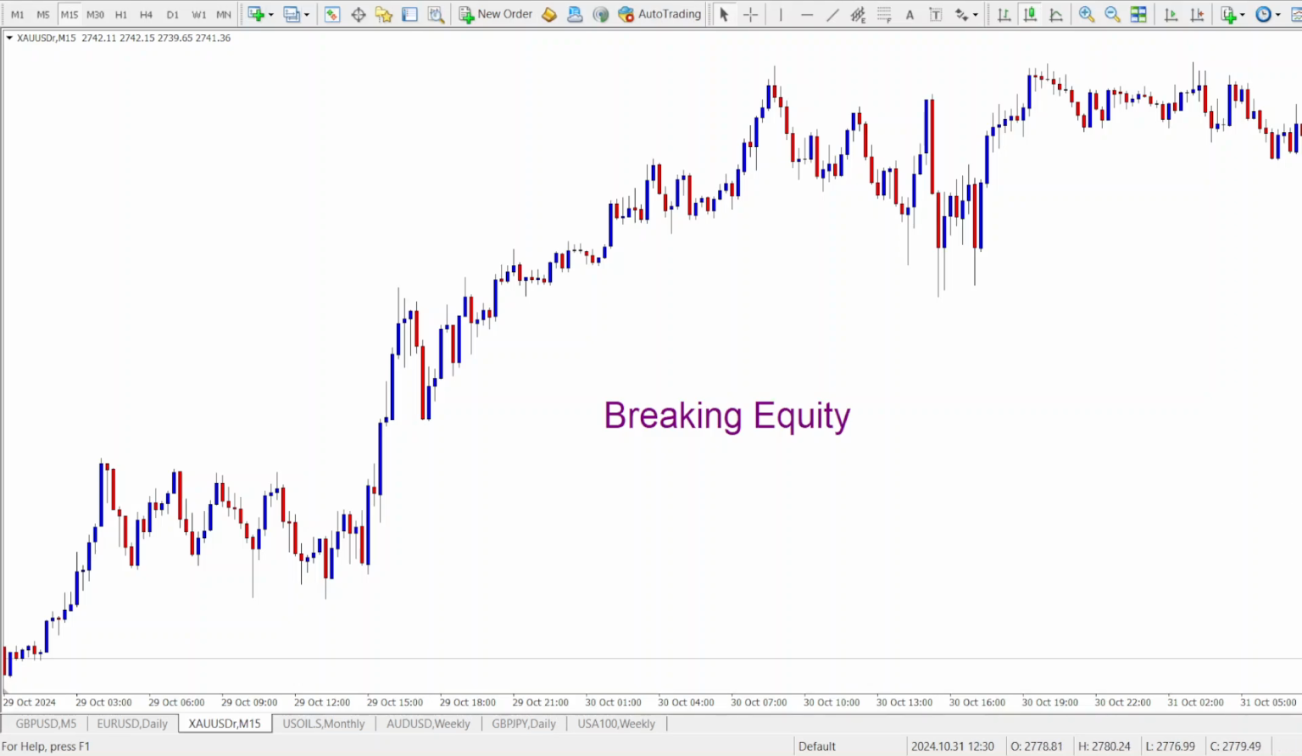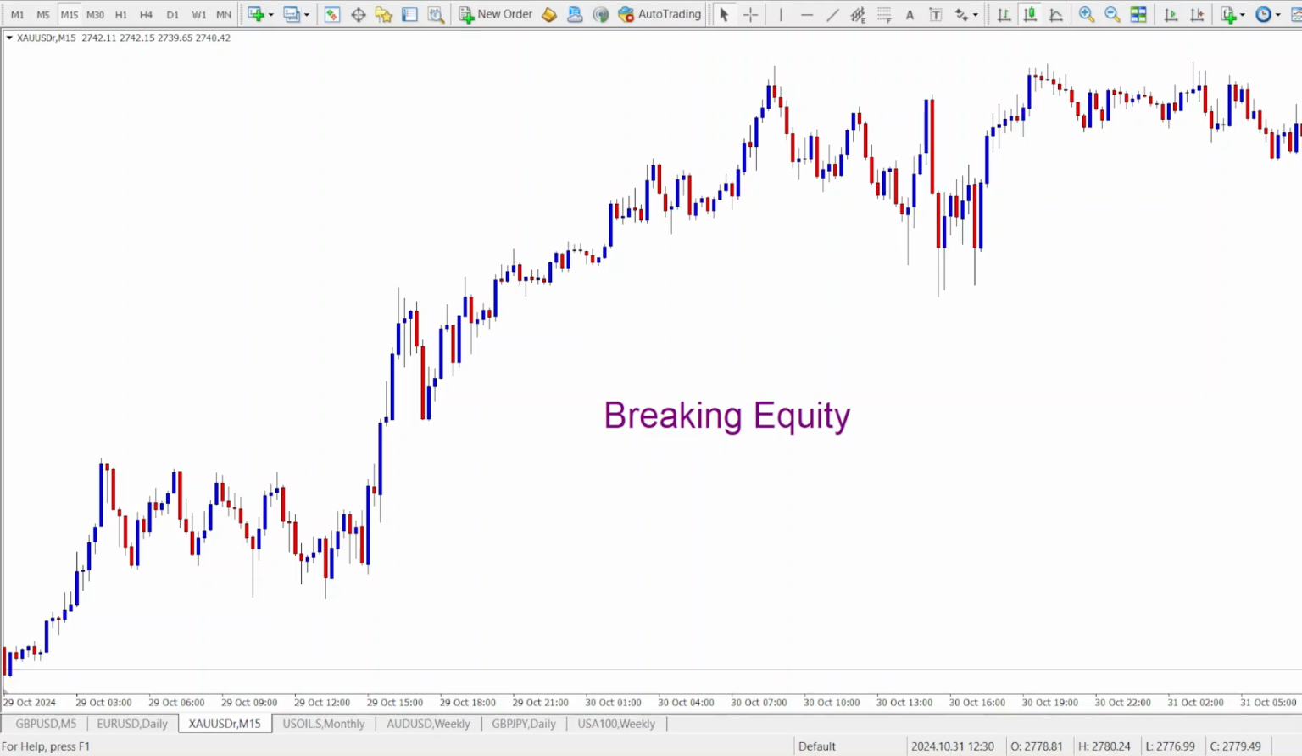Now that we understand the significance of equity management, let's explore some effective strategies to maintain and protect your equity while trading. The first is to set realistic risk parameters. Always define how much of your equity you are willing to risk on a single trade. A common guideline is to risk no more than 1 to 2% of your total equity on any one trade. This approach helps you preserve your capital over the long term, allowing you to stay in the game even during losing streaks.